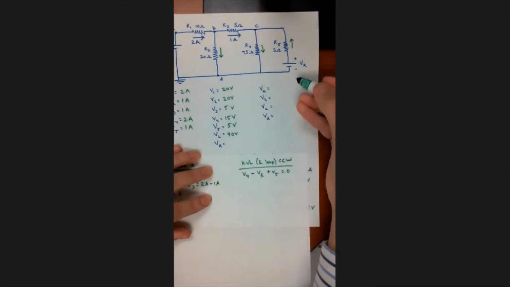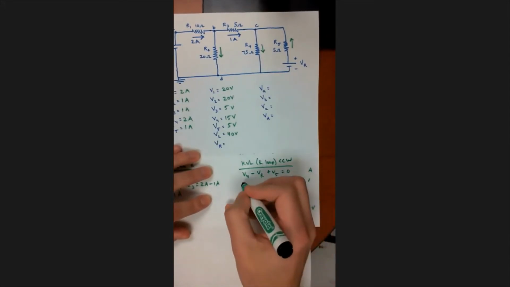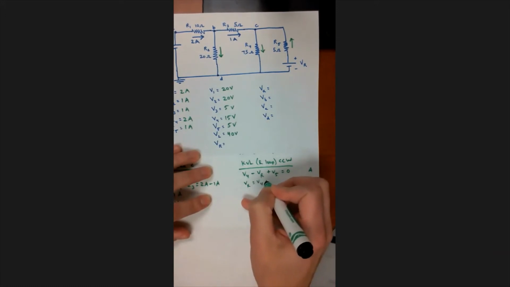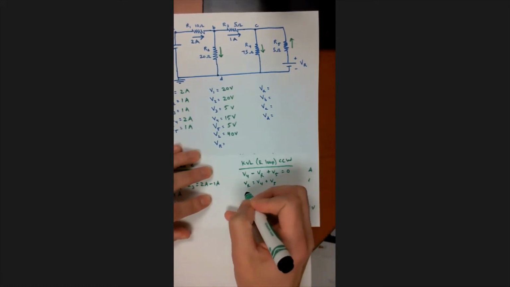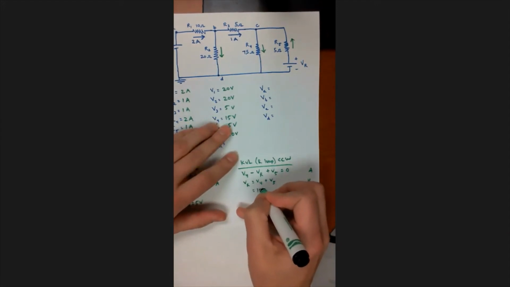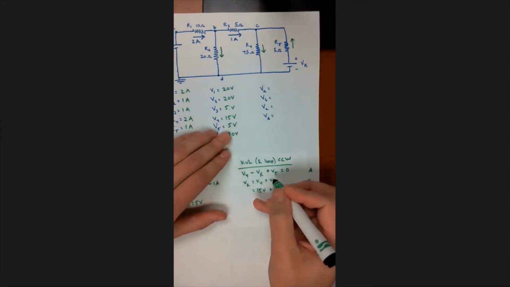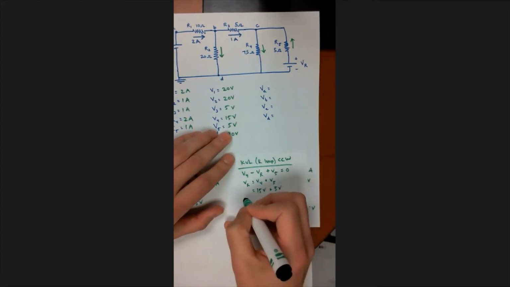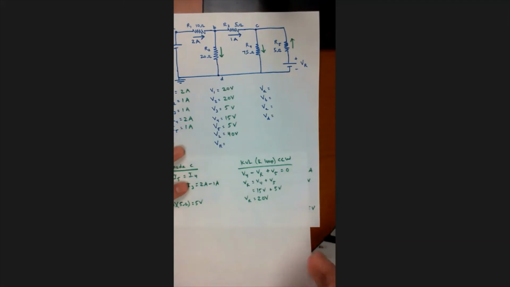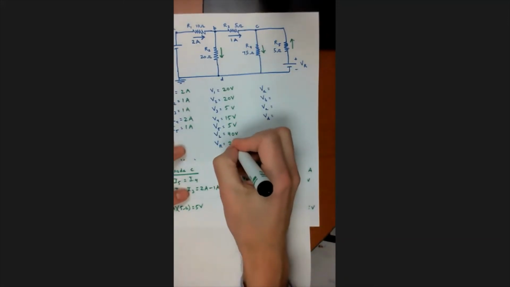I'm trying to find VR, so move that to the other side. VR equals V4 plus V5. V4 is 15 volts. V5 is 5 volts. So VR equals 20 volts. All right. That's all the components.